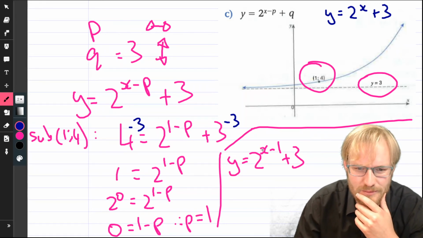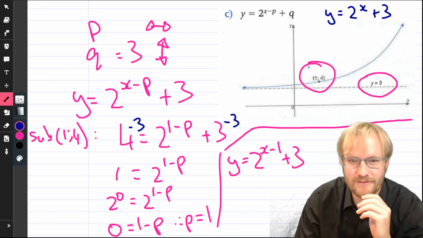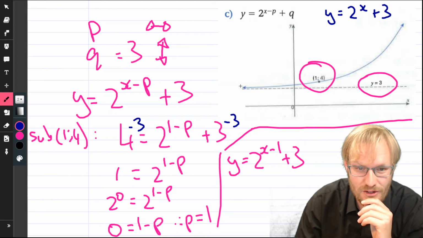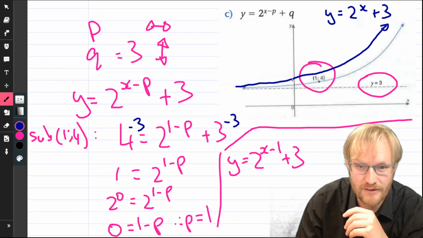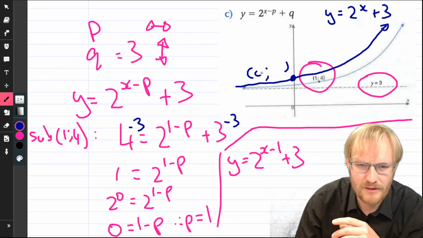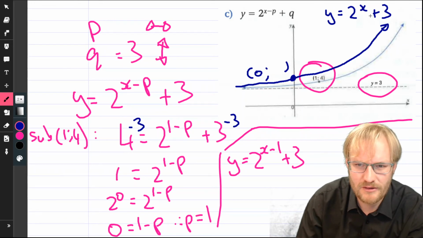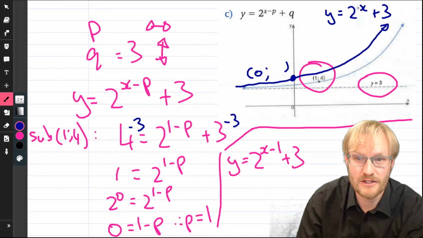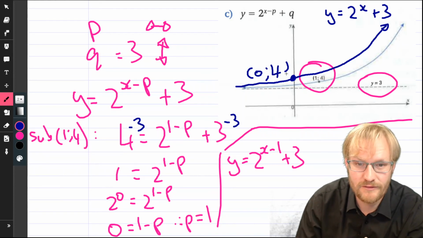Well, we know from this that it must have been left by one of this. So it's going to look like that. Same graph to the left. What would that y-intercept be? Well, x value is 0. 2 to the 0, anything to the power of 0 is 1. So 1 plus 3 is 4.